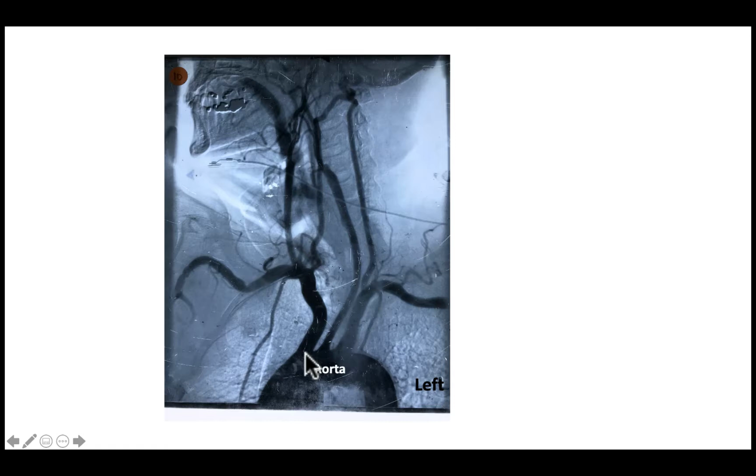So here, moving in towards the left, we have the left common carotid artery. So here's the right common carotid artery, here's the left common carotid artery, again having an anterior position compared to the vertebral arteries.